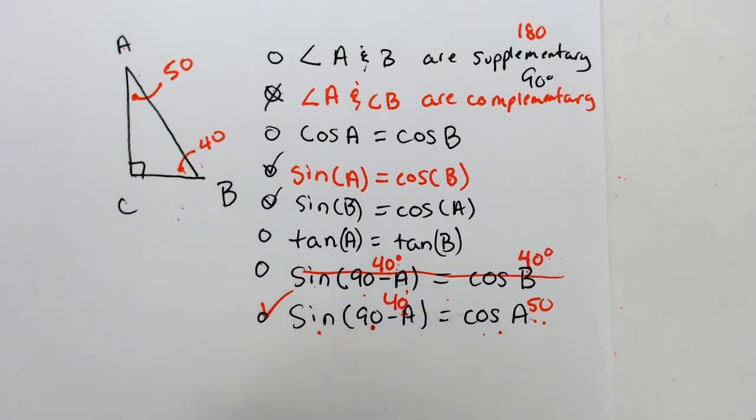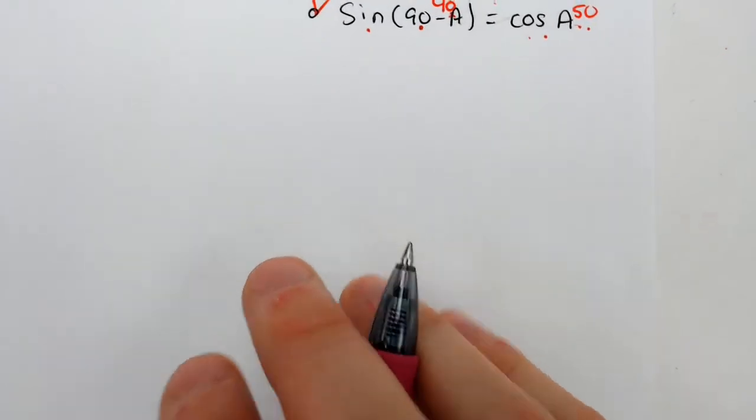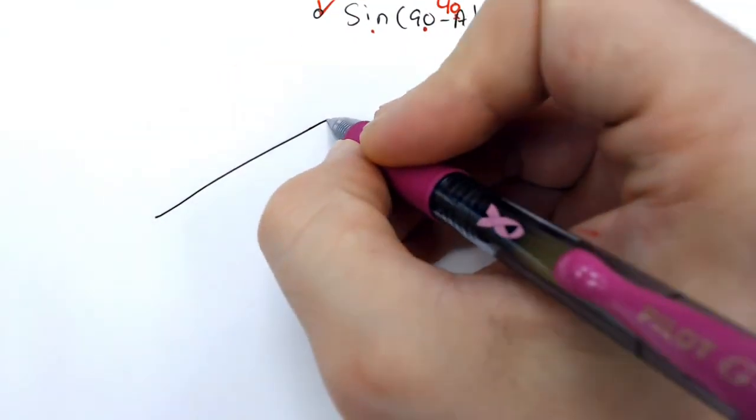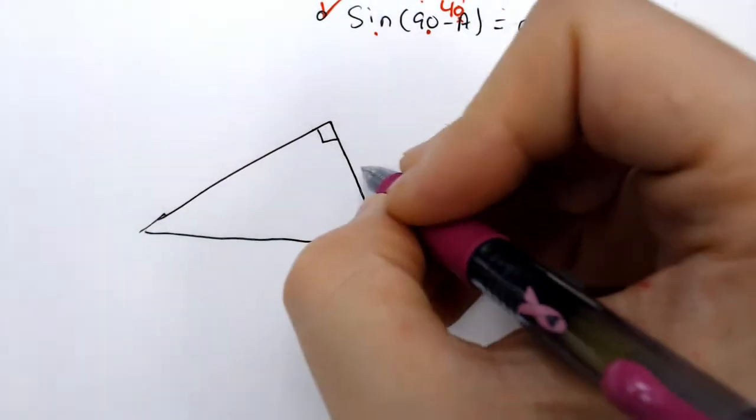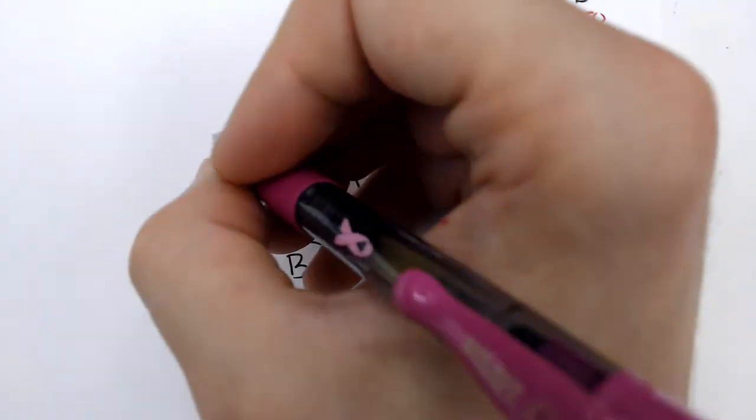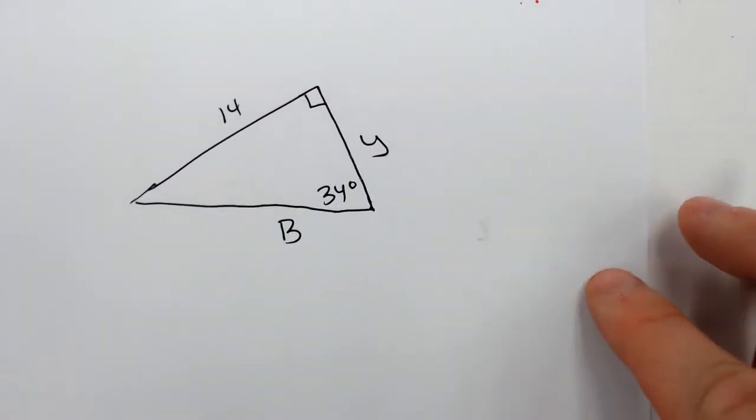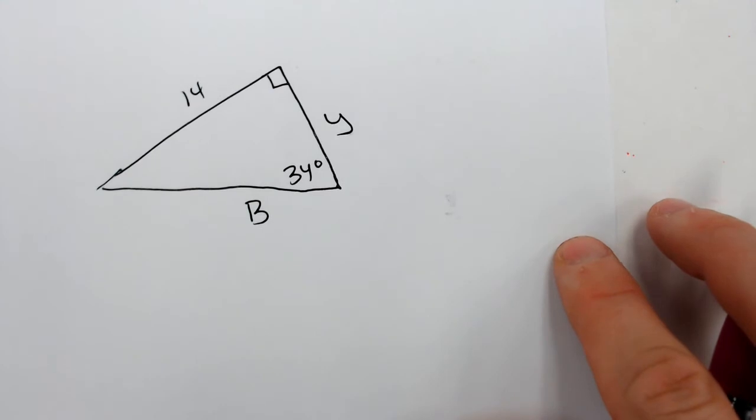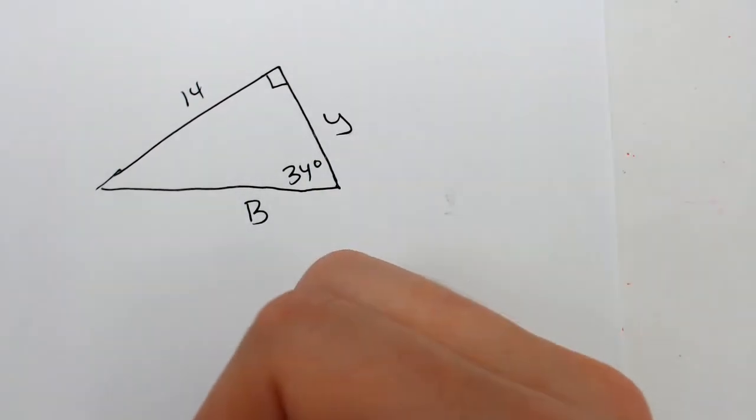Let's do a few more, and then we're going to call it a day. So, let's say we have a problem that looks like this, where I have a right angle, a y, a b, a 14, and a 34 degrees. So if we have that, I am told to figure out what is all that is true.